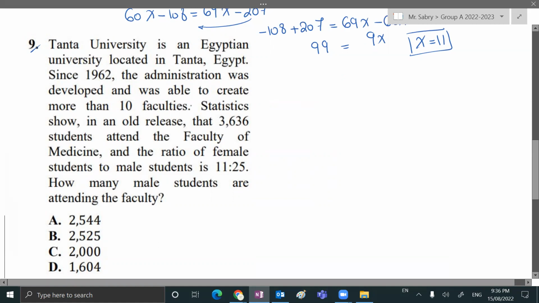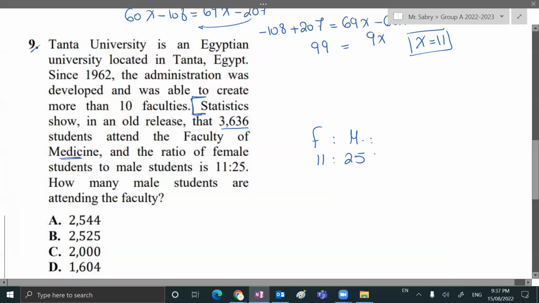Anyway, I told you from the start, this is what actually starts to make sense. They're saying there are 3,636 students attending the faculty of medicine. These are the total students. The ratio of female to male, so female first, to male is 11 to 25.